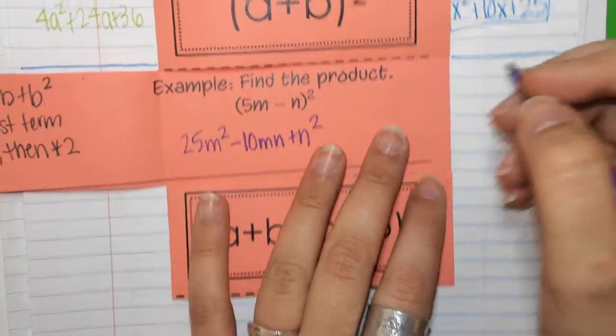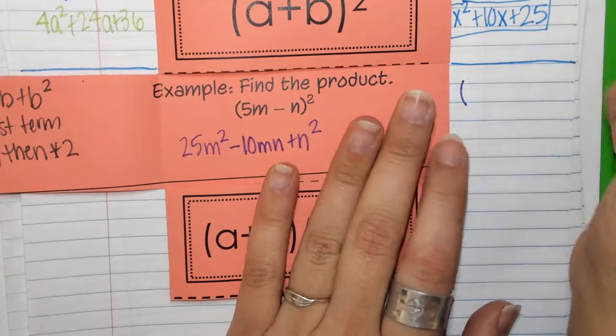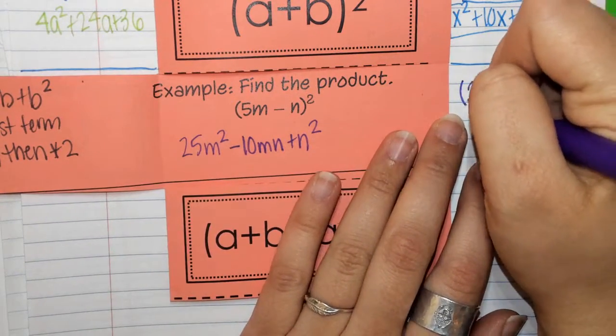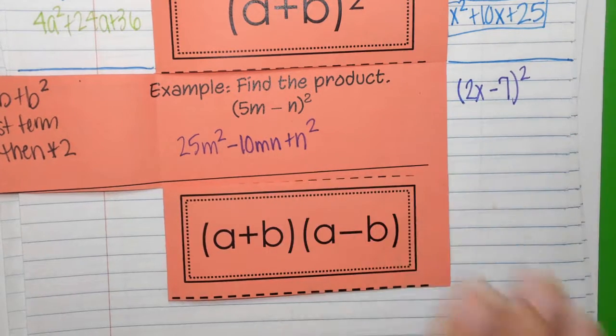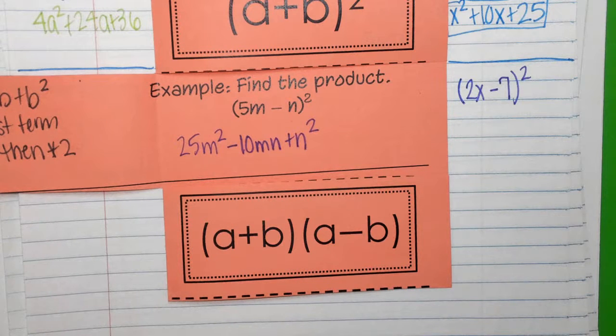Alright, so practice this one. We're going to practice this one together. And then you're going to do one without me. So let's do 2x minus 7 quantity squared. Okay, are we ready? Are we doing this together? We are doing this together.